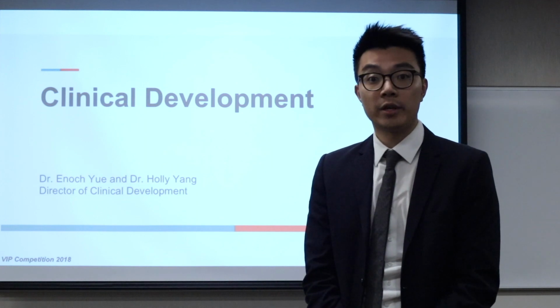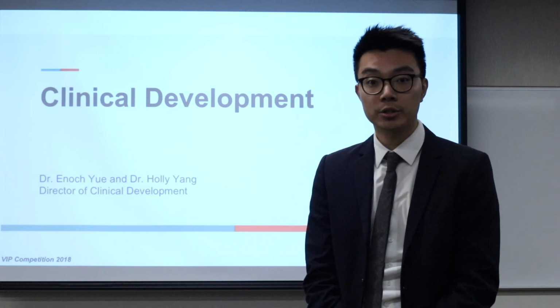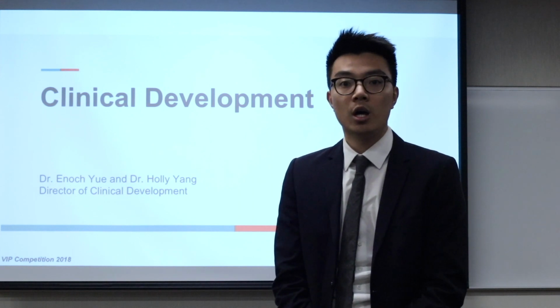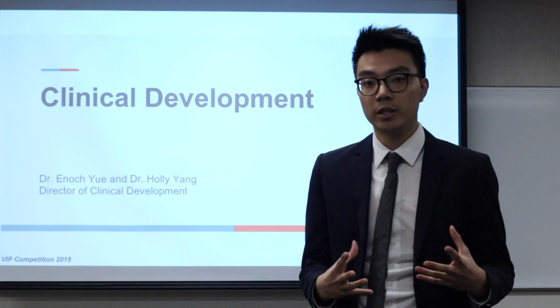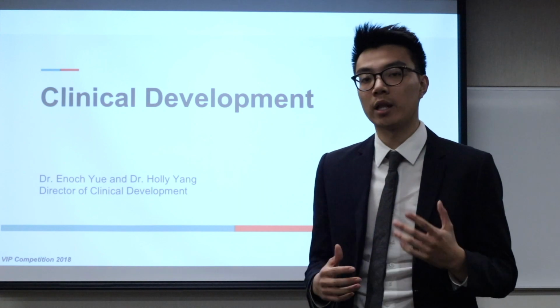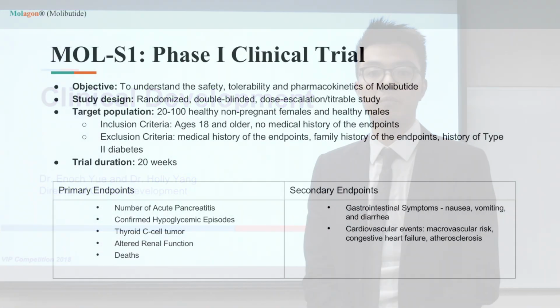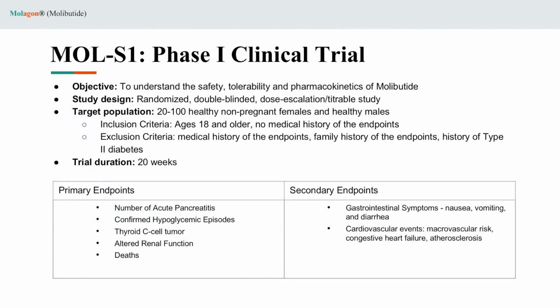This includes one phase 1 trial, 2 phase 2 trials, 2 phase 3 trials, and a post-marketing study in phase 4. These trials not only highlight the safety of using this drug, but also highlight the efficacy of this drug when compared to current therapies today. Here, we have the phase 1 clinical trial, MO-S1. This trial serves mainly to ensure the safety of the compound and the pharmacokinetic profile of molybutide.